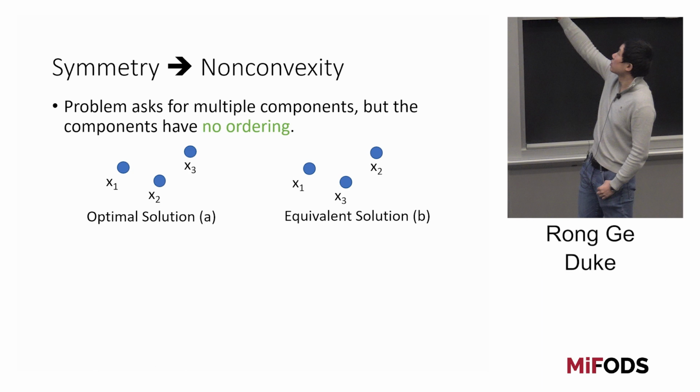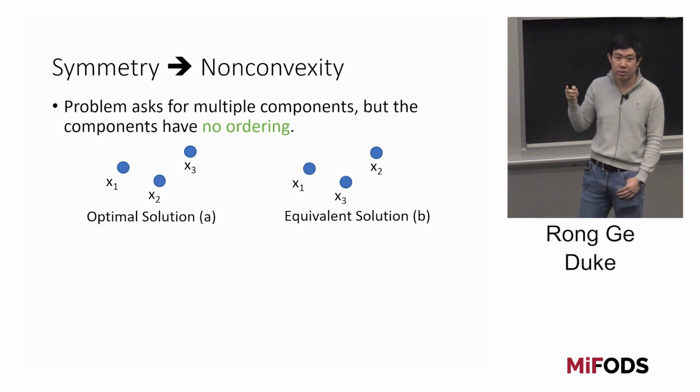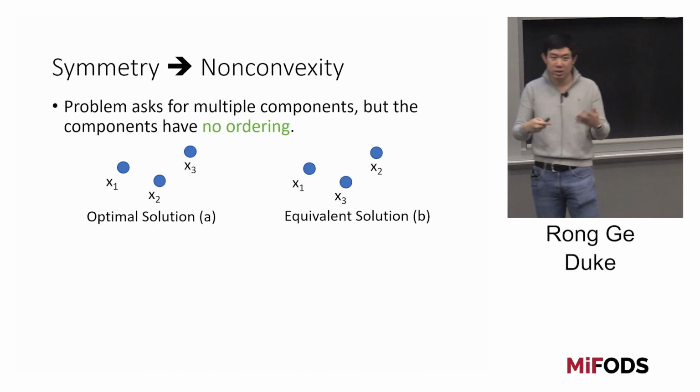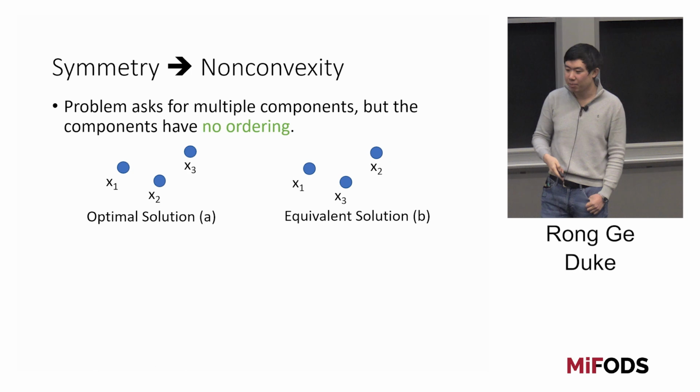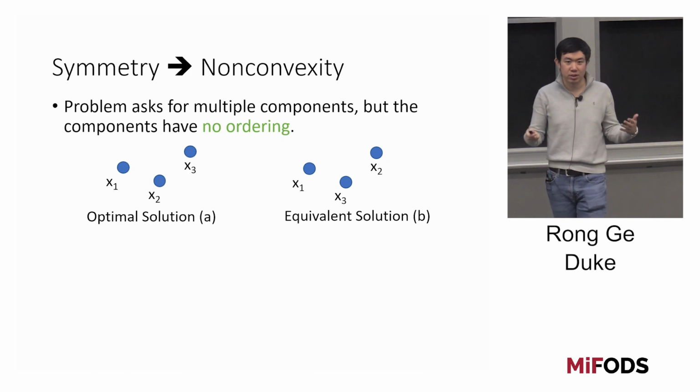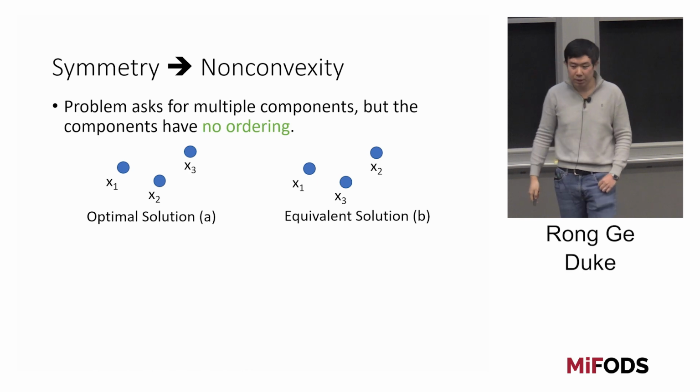In the second solution, the solution actually didn't change. The only thing that I did was to swap the names of x2 and x3. Before, x2 was this vector and x3 was here. Now I have just swapped their names. The set of vectors is still the same, and because the set of centers is still the same, this should be an equivalent solution. Whatever objective function you have, it should assign the same function value to these two solutions.